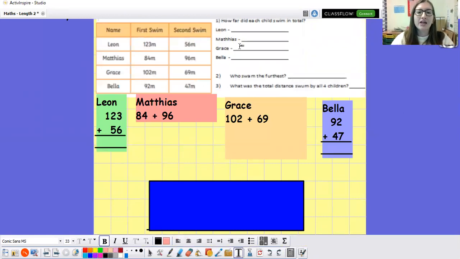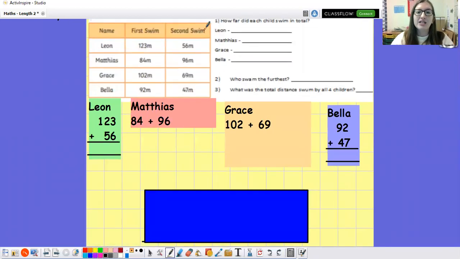So you need to find out how far each child swam. So for Leon, his first swim was 123 metres and his second swim was 56 metres. So if we add those together, we can find out how far he swam. So 3 add 6 is 9. 2 tens and 5 tens is 7 tens. And 100 and no 100 is 100. So he swam 179. But what did he swim in? Metres. So we need to say metres.